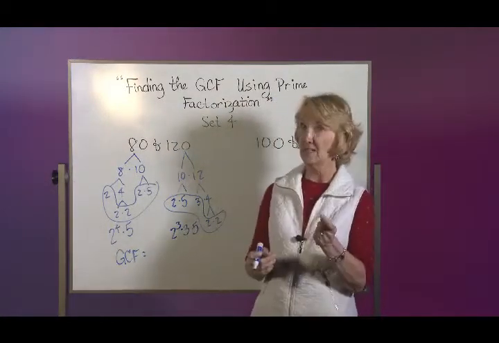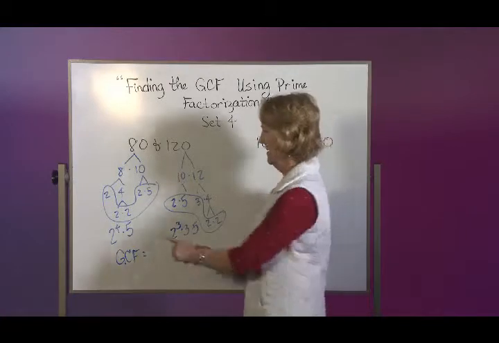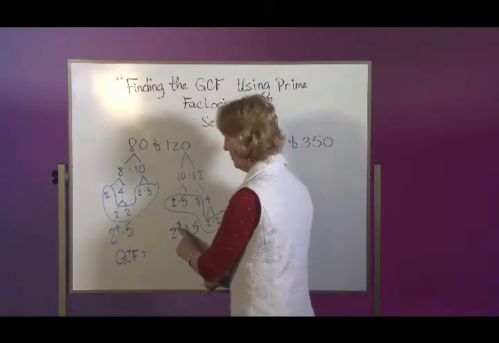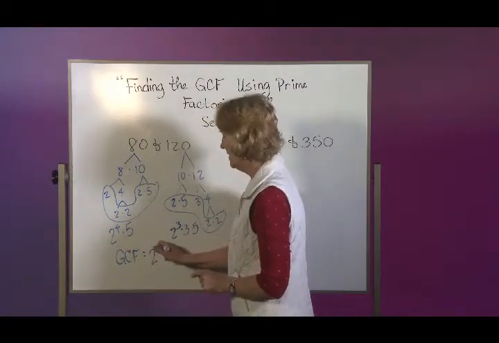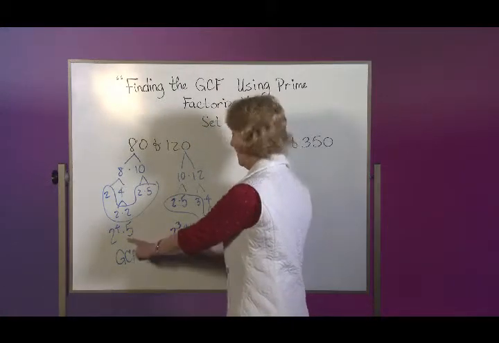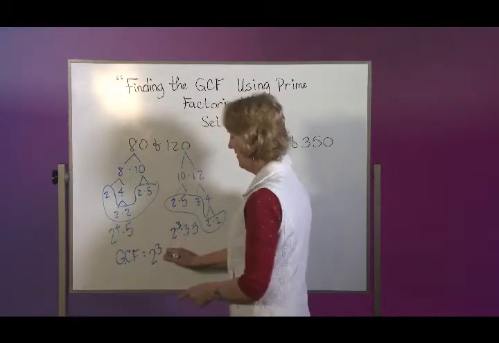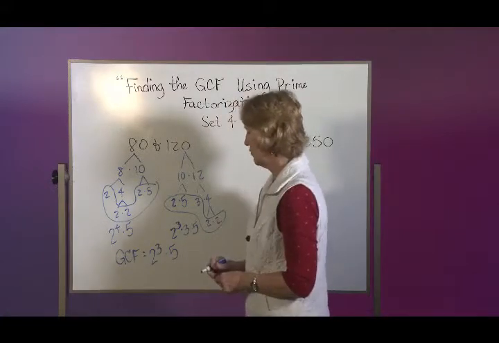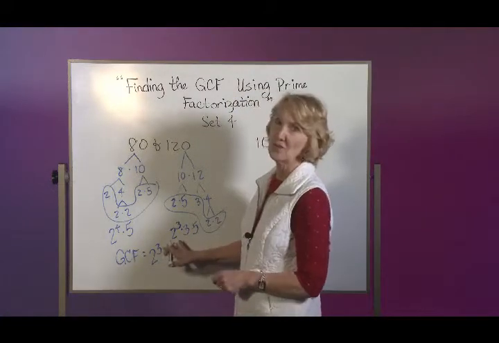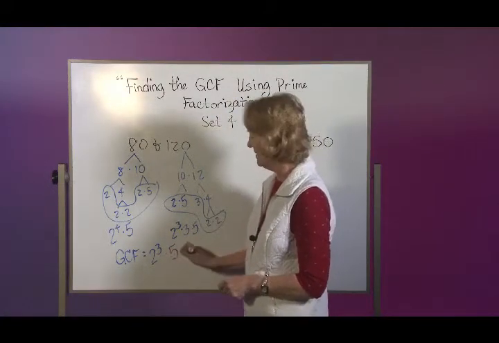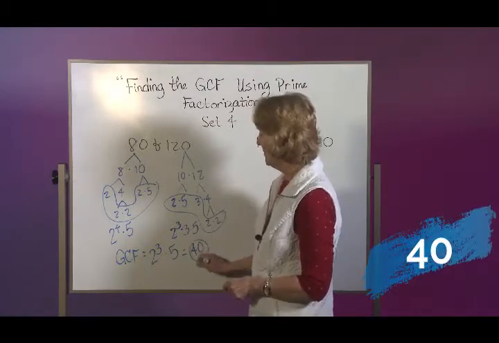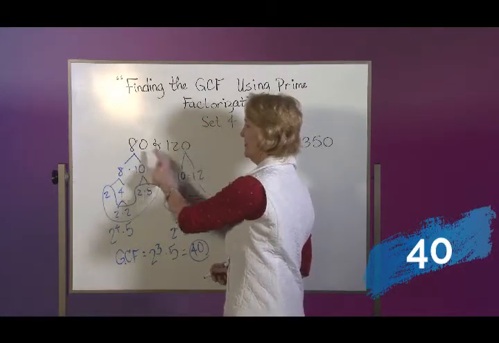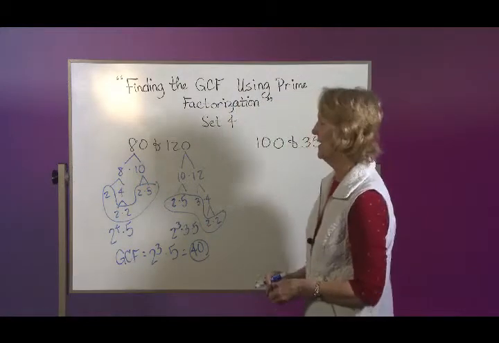It'll be the lowest exponent of anything they have in common. 2 to the 4th, 2 to the 3rd, so it's got to be the lowest exponent of that. They do not have 3 in common. They do have a 5. So that's it. That's your greatest common factor. 2 to the 3rd is 8. 8 times 5 is 40. Which makes sense. 40 is the biggest number that can fit into both 80 and 120.